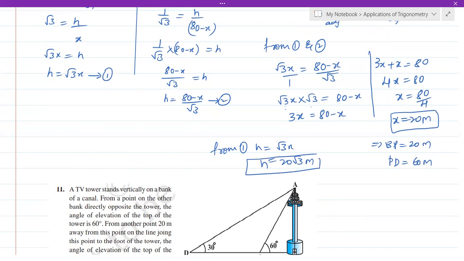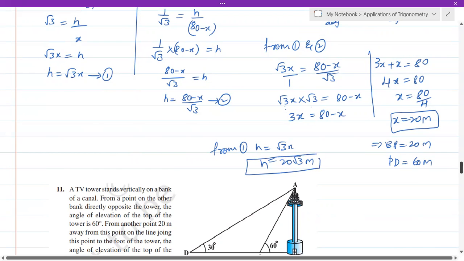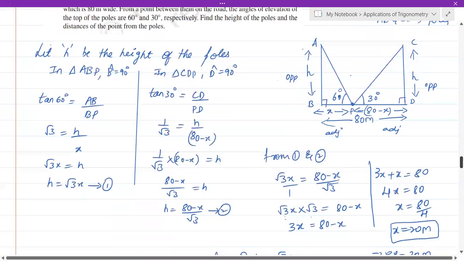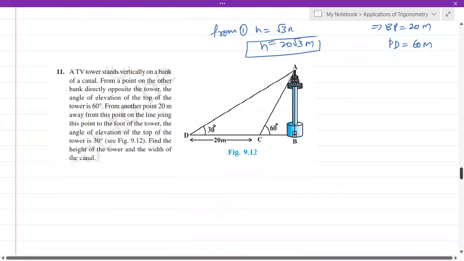So again, the same concept. Here we had two right angle triangles in which two sides were not common, but two sides were equal. So we found those equal sides and we equated them. We got the answer. So let's get into the next question.